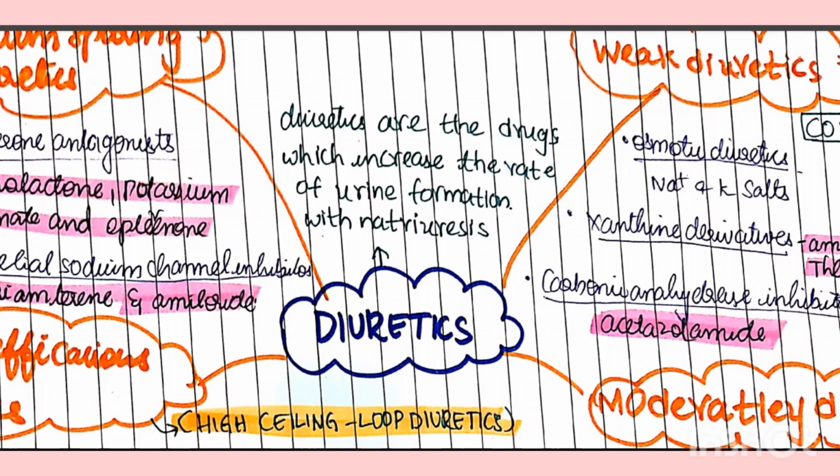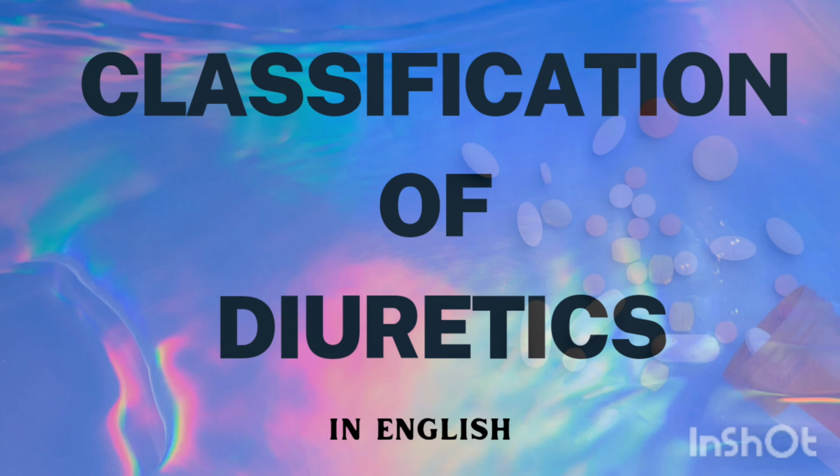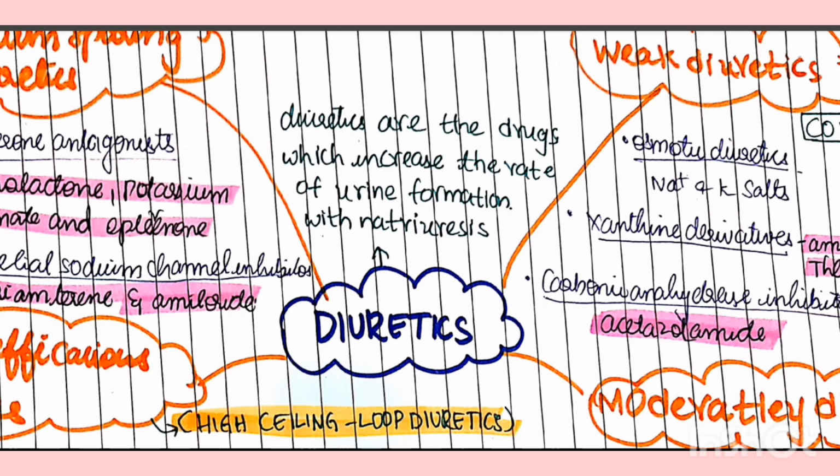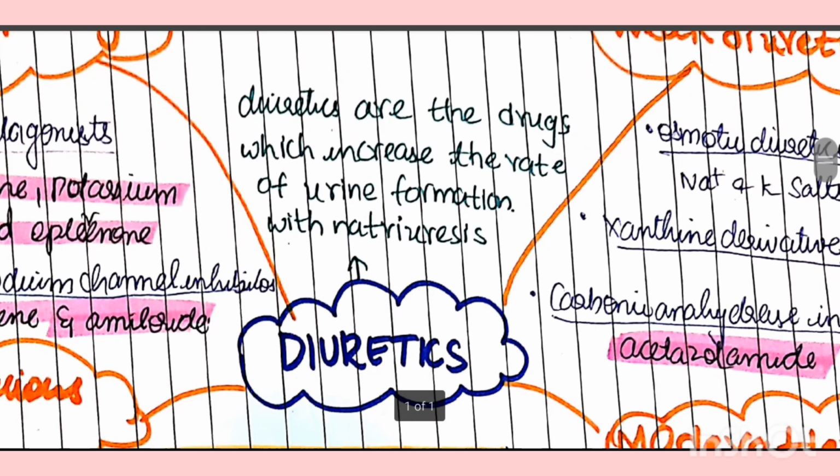Hello guys, today we are going to discuss diuretics. These are the drugs which are used in nephrological or urological cases. Diuretics are the drugs which increase the rate of urine formation with natriuresis. Basically, this is the definition of diuretics.